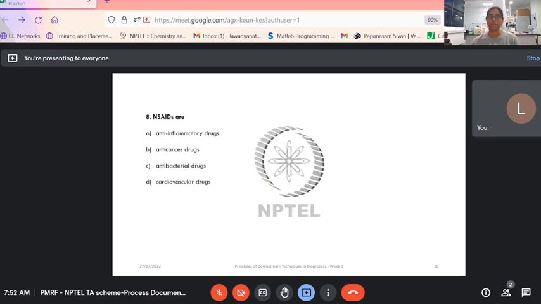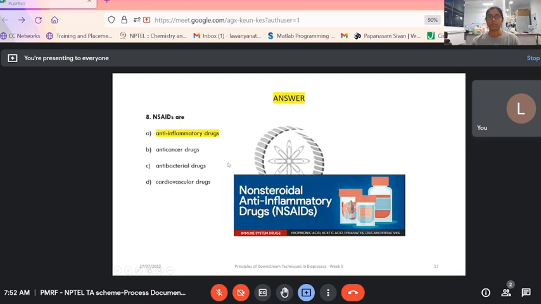Question 8. NSAIDs. Again, this is a straightforward question. You just have to expand what NSAIDs is. If you're already familiar with it, you will be able to eliminate all of the options and arrive at option A, which is the right answer. Non-steroidal anti-inflammatory drugs. NSAIDs stands for non-steroidal anti-inflammatory drugs. Therefore, A is the right answer. I've given some of the examples here.